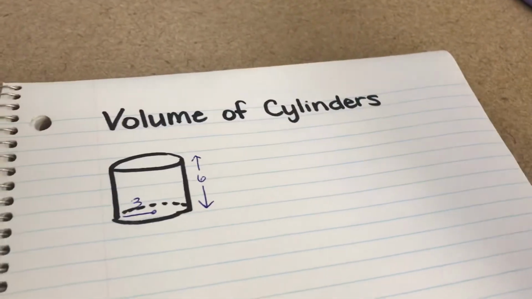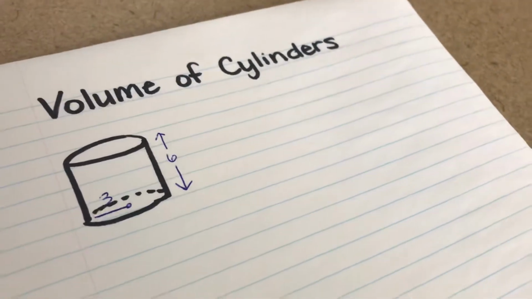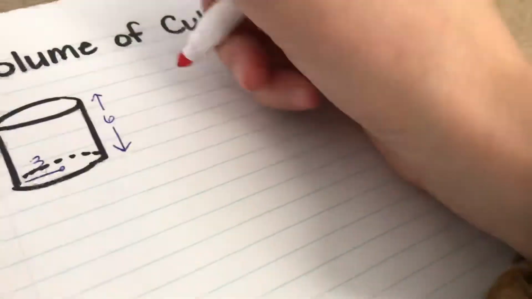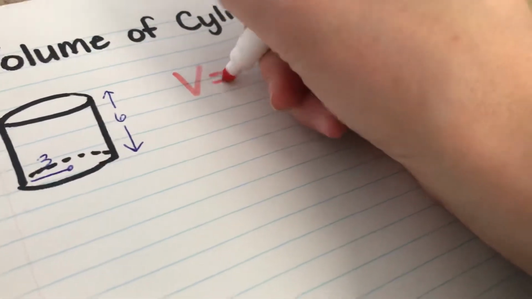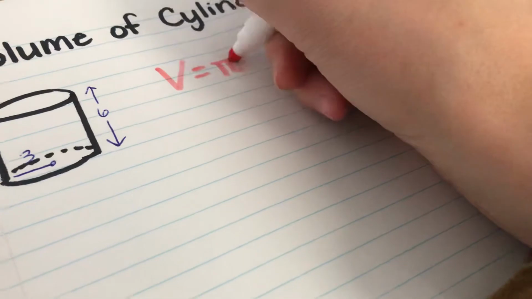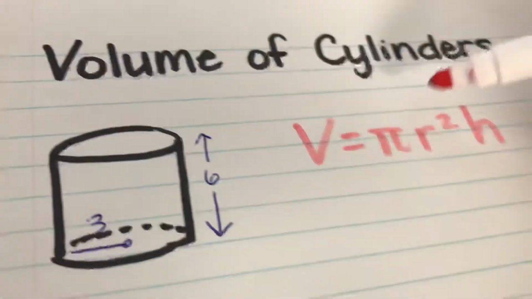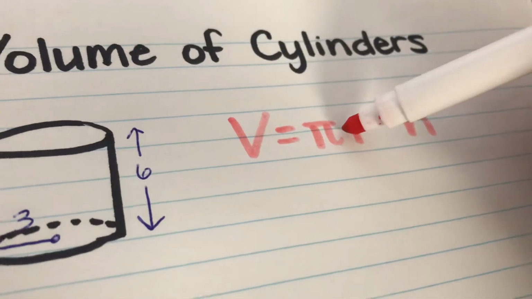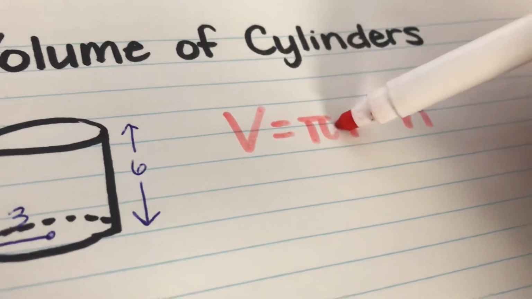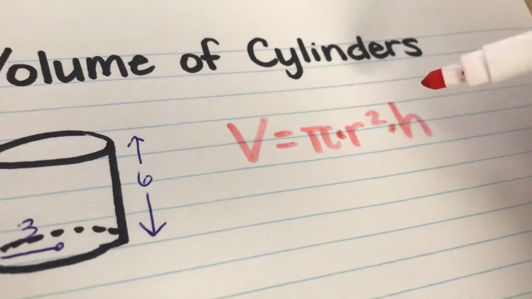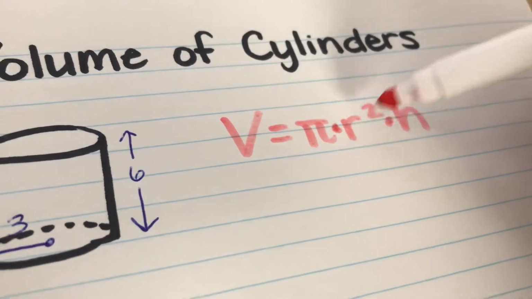All right, so volume of cylinders, we have a special formula we have to use, which is volume equals pi r squared h. So these are all multiplied together. There's a multiplication symbol, it's invisible, but it's here, and there's one here. Pi times r squared times h.